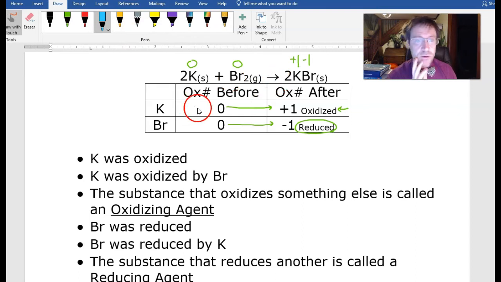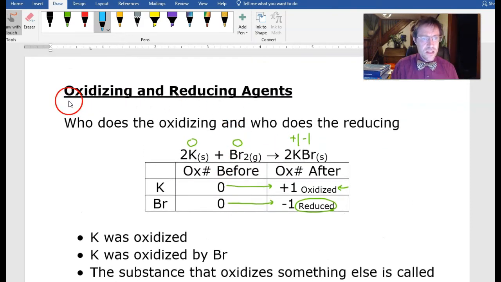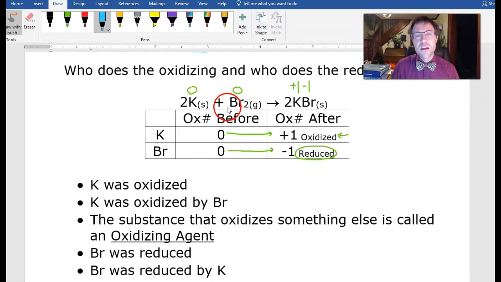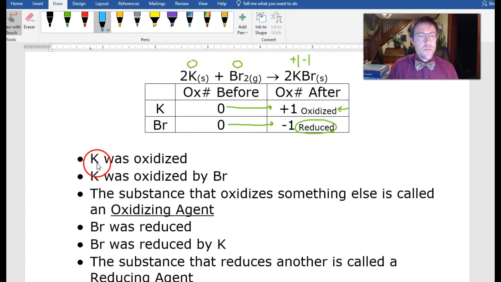But anyway, all right, so here's the deal. Here's how we determine which is the oxidizing agent and which is the reducing agent, right? You kind of walk through it like this. Potassium was oxidized, right? It's losing electrons, LEO. Gaining electrons, GER. And remember, there's only going to be two things here. One thing is going to be oxidized, one thing is going to be reduced.